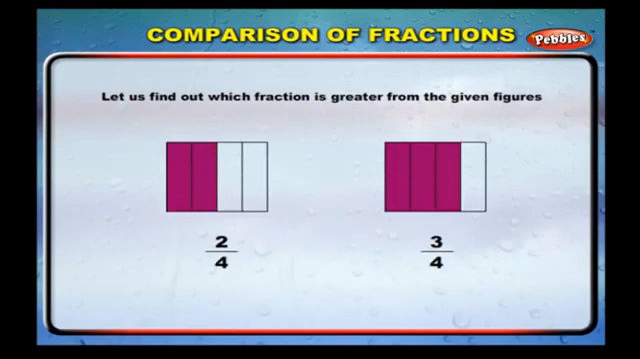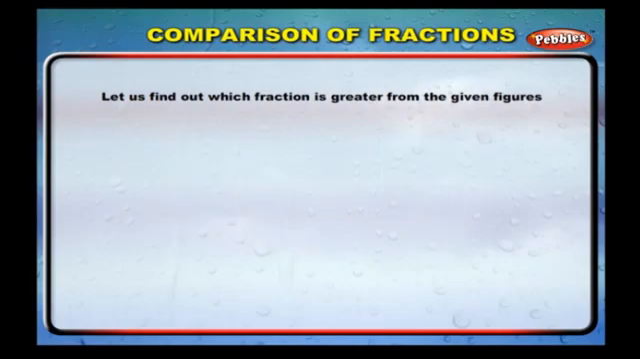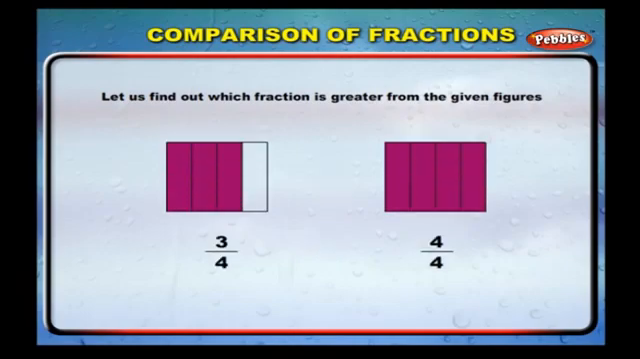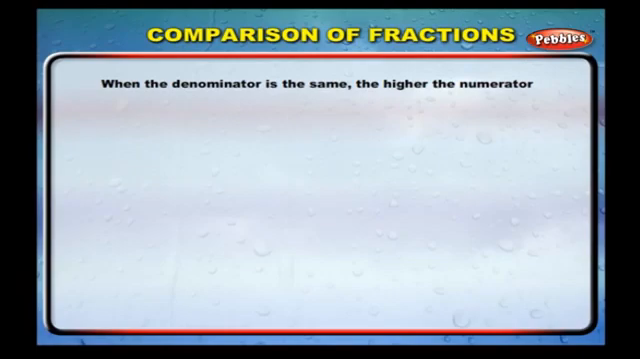In the given fractions, 2 by 4 and 3 by 4, 3 is greater. So, 2 by 4 is smaller than 3 by 4. In the fractions 3 by 4 and 4 by 4, 4 is greater. So 3 by 4 is smaller than 4 by 4. When the denominator is the same, the higher the numerator, the greater is the fraction.